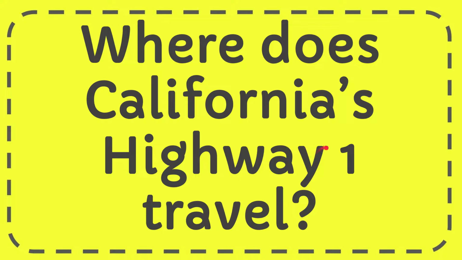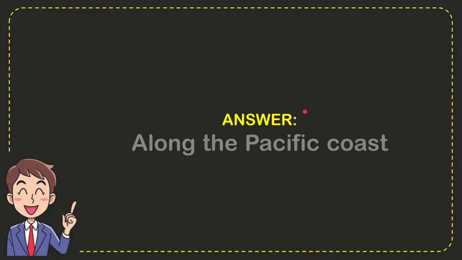In this video, I'm going to give you the answer of this question. The question is for Das California's Highway 1 Truffle. Now, I'll give you the answer of this question. The answer of the question is along the Pacific coast. That's the answer for the question.